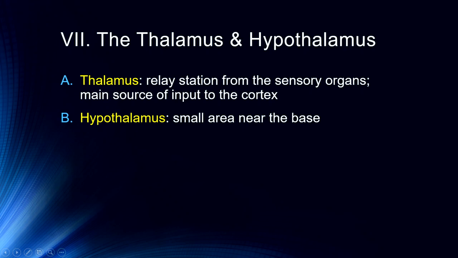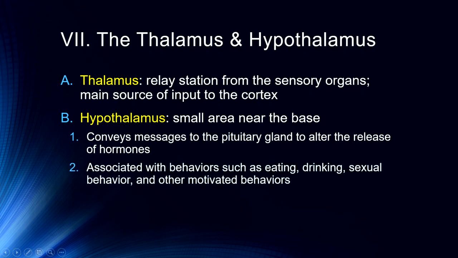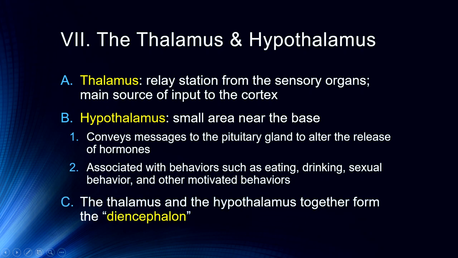The hypothalamus is a small area near the base of the brain, conveys messages to the pituitary gland to control the release of hormones. It's associated with a variety of behaviors, particularly motivational behaviors and homeostatic behaviors, such as eating, drinking, sexual behavior. And together, these two structures form what is often called the diencephalon. And so they are involved in a variety of processes that we're going to be talking about throughout the semester. So that's the thalamus and the hypothalamus.